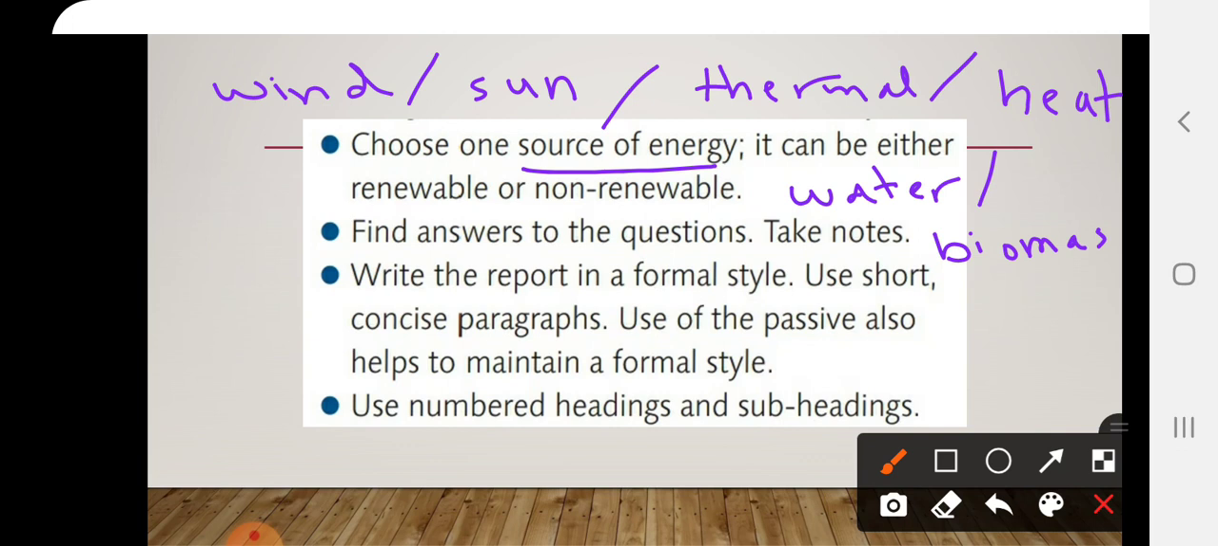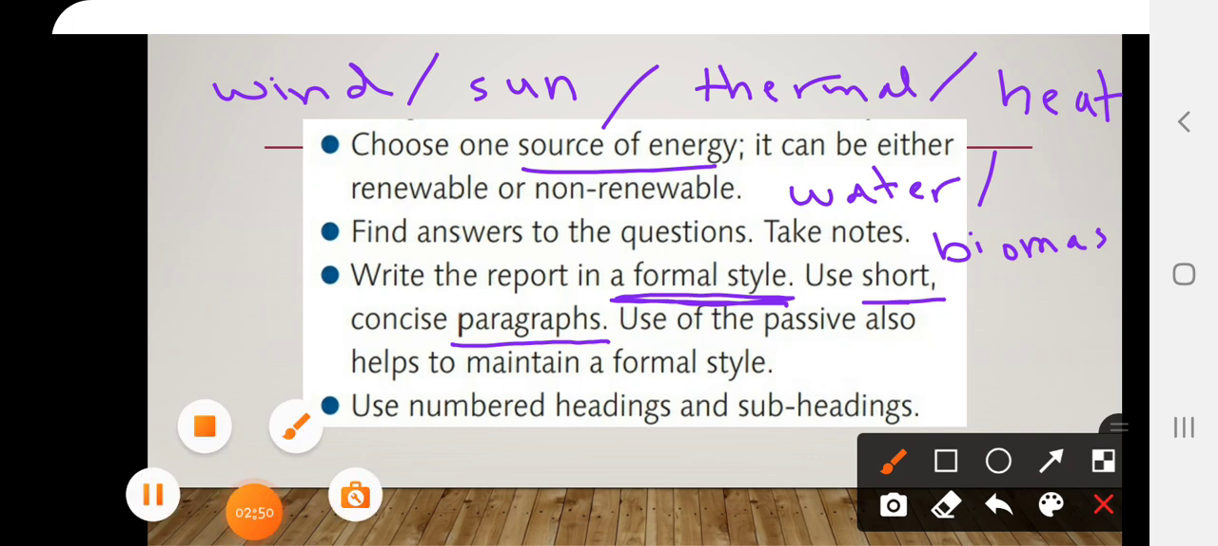Then, you have to write the report in a formal style. What do you mean by formal style? بشكل رسمي. Use short, concise paragraphs. Short, meaningful paragraphs, okay, to what? To explain your point of view or to explain the advantages and disadvantages.